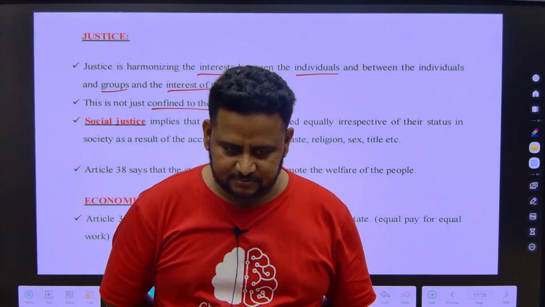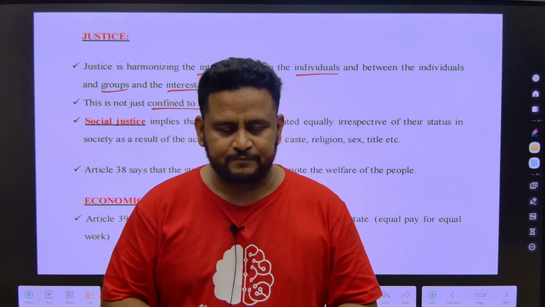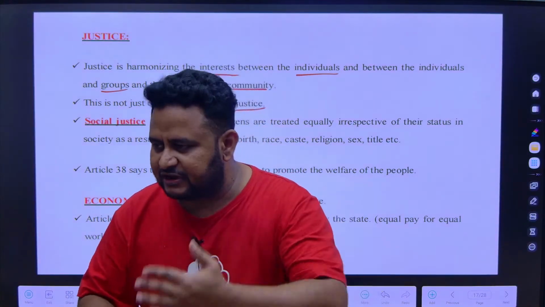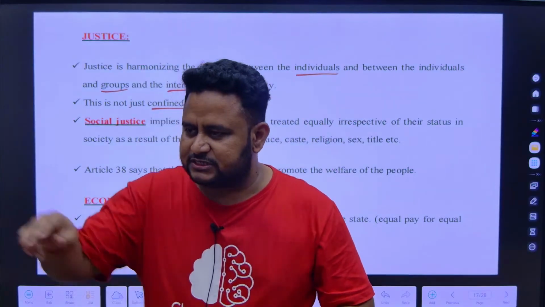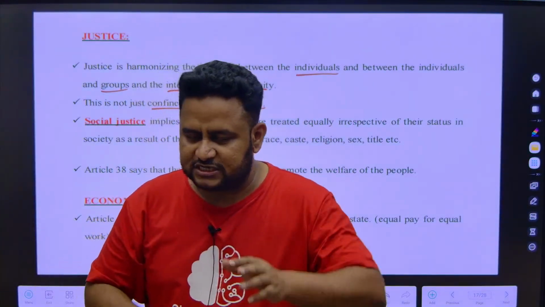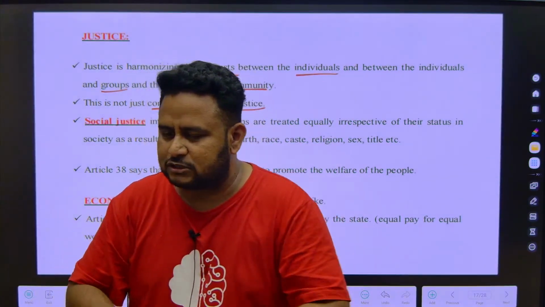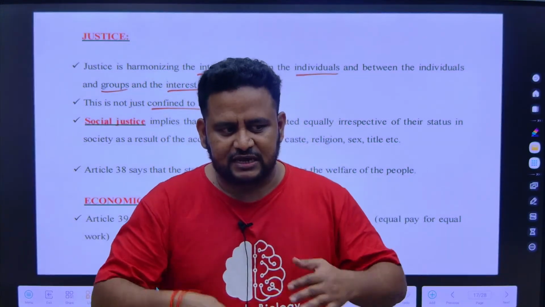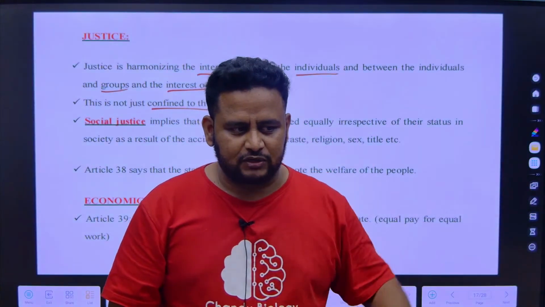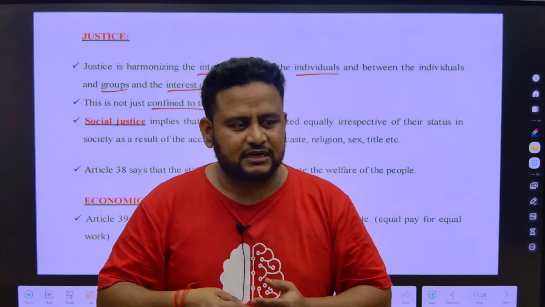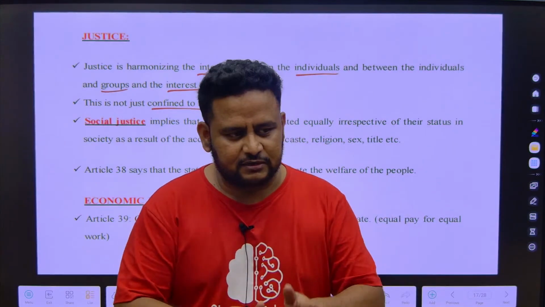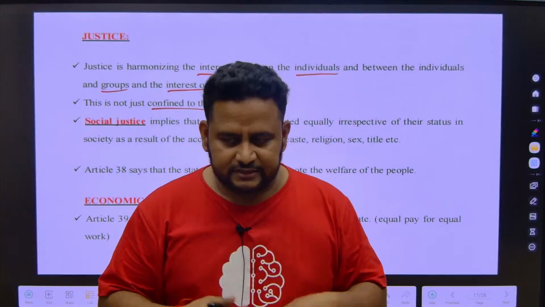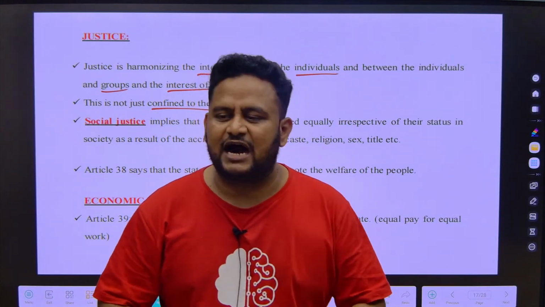But justice is harmonizing the interest between what? Suppose I and you have some interest. Our interests should be harmonized in such a way that we achieve our goal. It is between individual and individual, groups and groups, and also individuals and groups. I am an individual, you are a group of students, you have different interests, I have different interests. You want class at 5 o'clock, I want class at 2 o'clock. We harmonize and make sure the class is taken at 3:30. It is not unfair to you, nor unfair to me. That is the meaning of justice: harmonizing the interest.